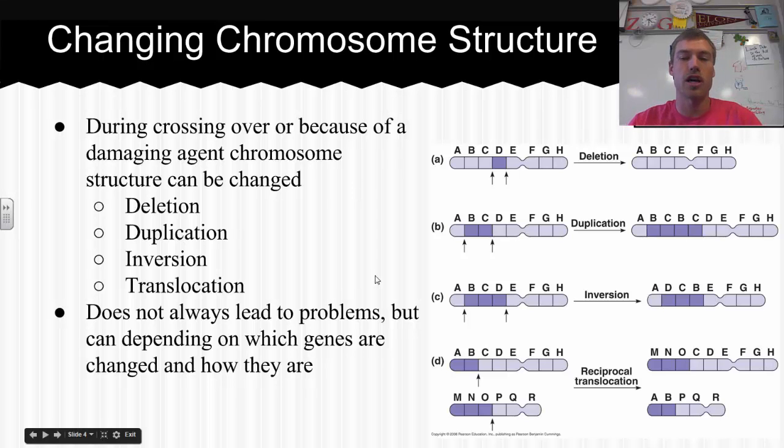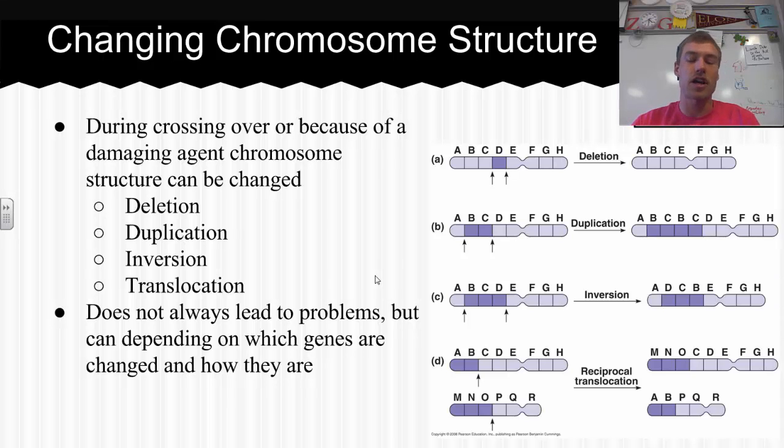That's where a portion of the chromosome is copied so that now it is on there twice. We can have an inversion, where the order of the genes is switched around. Or we can have a translocation. A translocation occurs where either a piece of a chromosome is moved to another chromosome, or it can be swapped with a chromosome that it is not homologous with.